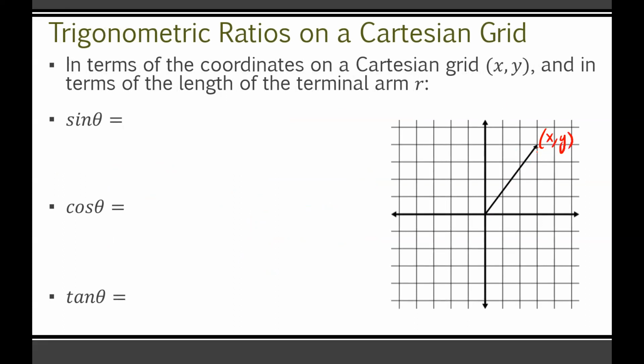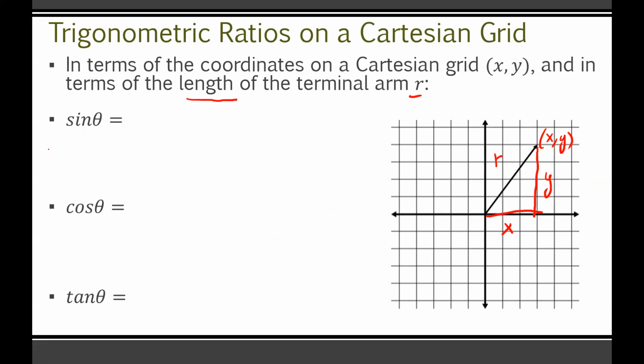Let's just suppose we know it's going through the coordinate x, y for whatever x and y are. Now, if you set this up as a triangle, you'll see that x is going to be this side down here. y is going to be this side over here. And then it wants the length of the terminal arm to be called r. So we'll call it r. I would imagine r would stand for radius, for instance. Anyway, if we are using just those measurements, no numbers in here, just letters x, y, and r, let's try to come up with something for sine.